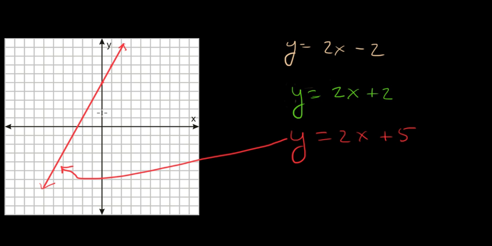Y equals 2x plus 2. Okay, and there's 2x plus 2, and plus 2 is my y-intercept. Up 2 over 1, up 2 over 1. Down 2 over 1, down 2 over 1, and draw my line.